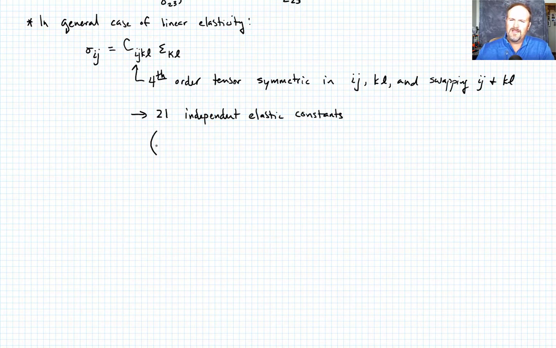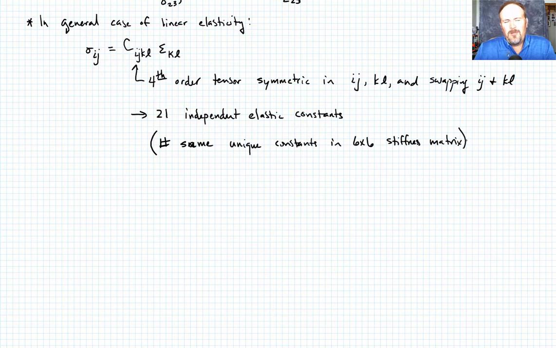Hopefully you recognize that if we talked about a 6x6 matrix that represented the stiffness that we talked about previously, and that you probably learned about previously, then that symmetric stiffness matrix also has 21 unique constants. So it's the same number of unique constants in the 6x6 matrix.